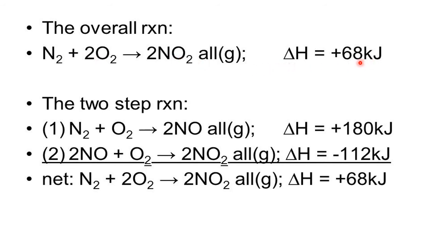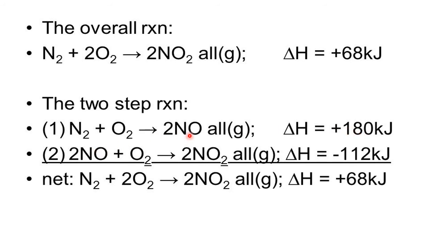It is 68 kilojoules. Okay, it is positive. That is, we have to supply energy to combine N2 and O2. Now, if this is carried out in two steps: in step number one, N2 and O2 react to give nitric oxide. For that, the enthalpy change is plus 180 kilojoules.